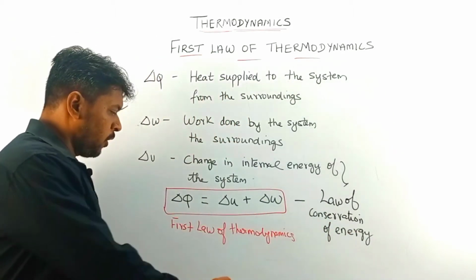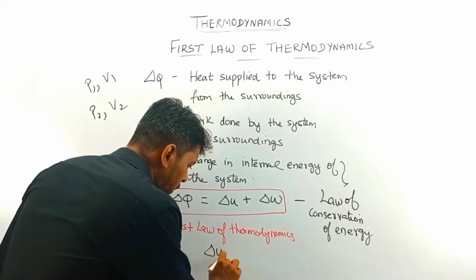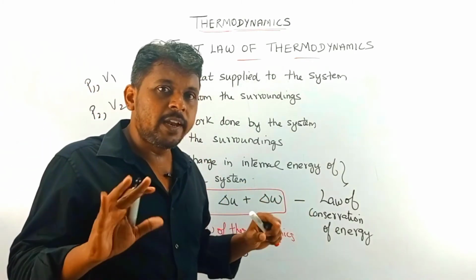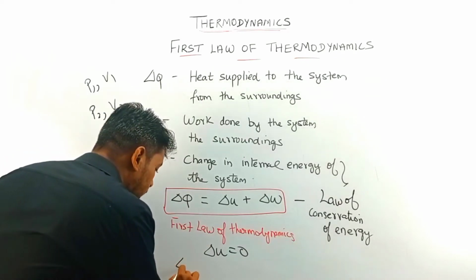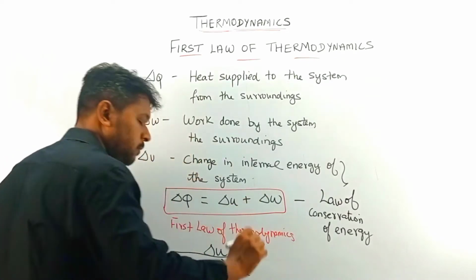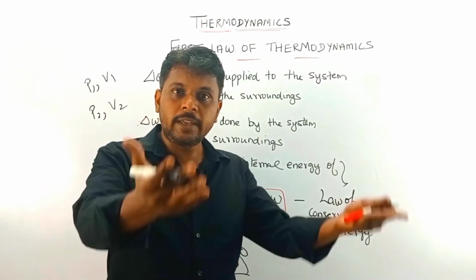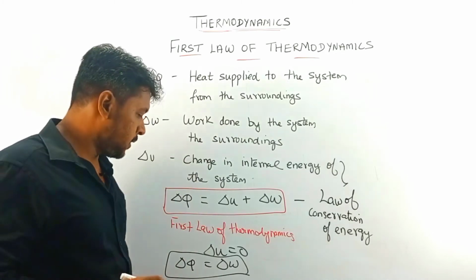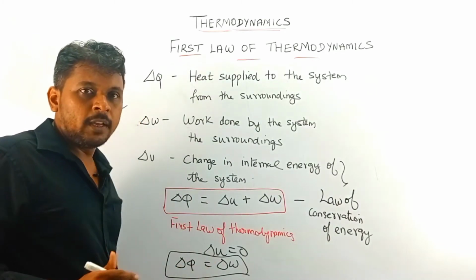Now when delta U becomes 0, what happens? When there is no change in internal energy, the total heat supplied will be converted into total work done. This is a statement, and also another point to be noted down.